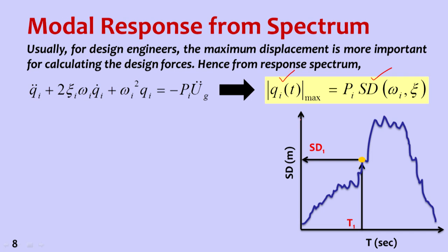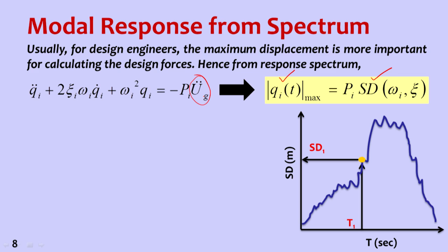So let us assume that this is a spectral displacement curve of this acceleration time history. So we have an acceleration time history, and from that we are calculating a response spectrum. How to draw a response spectrum, we have discussed in the response spectrum lecture. You can refer to that. So this is a spectral displacement curve.